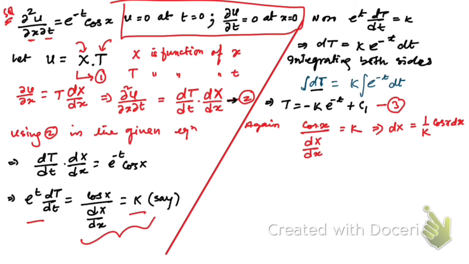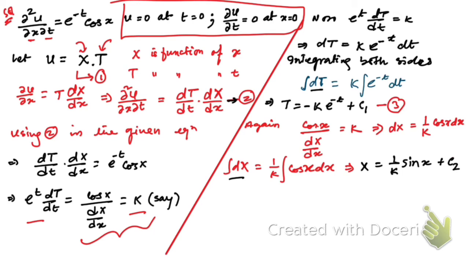Now if you integrate both sides, the integration of dX is equal to 1 by k, which is constant, times the integration of cos x dx. Integrating it, you're going to have capital X, and the integration of cos x is simply sin x, so 1 by k sin x plus an integrating constant, let it be c2. So this is, suppose, equation number 4.